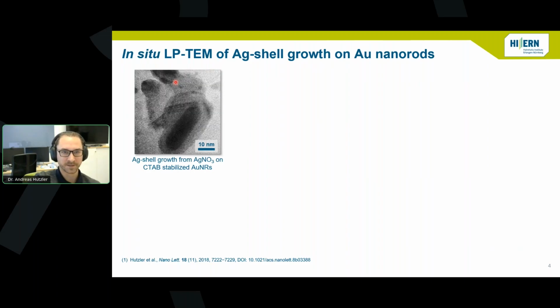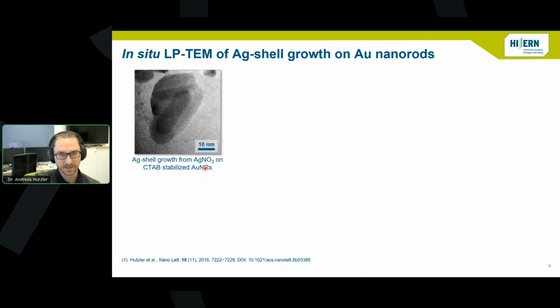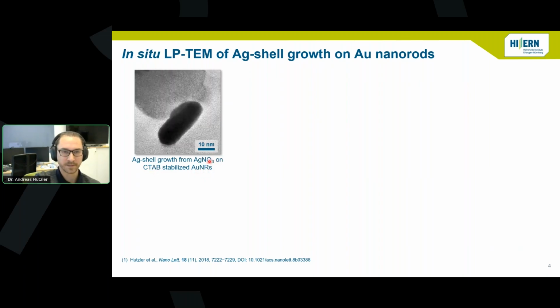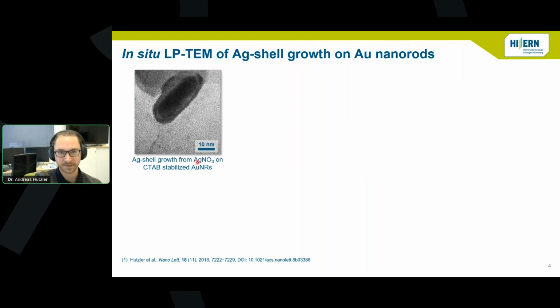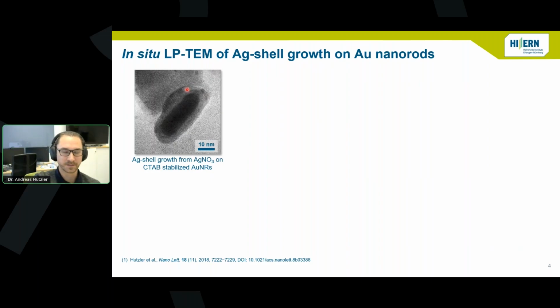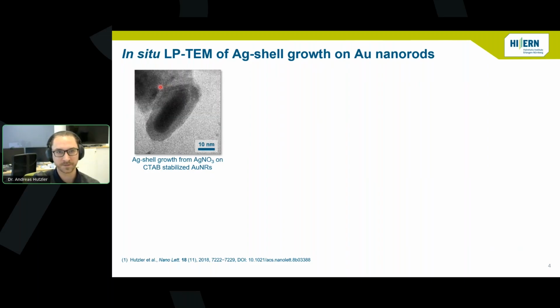And this is silver bromide, stemming from the fact that we stabilized our gold nanorods with cetyltrimethylammonium bromide, and we irradiate a silver nitrate solution. If you put silver ions and bromide ions together in a solution, this will precipitate as silver bromide crystals, because this has a very low solubility.